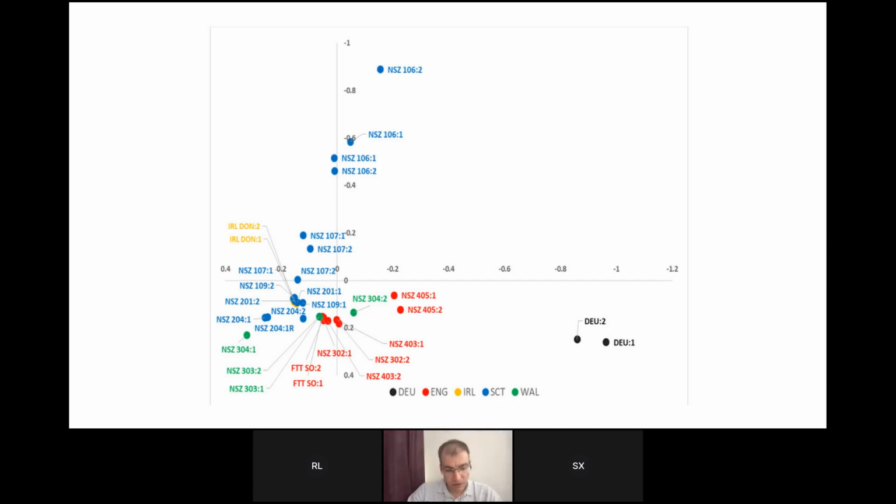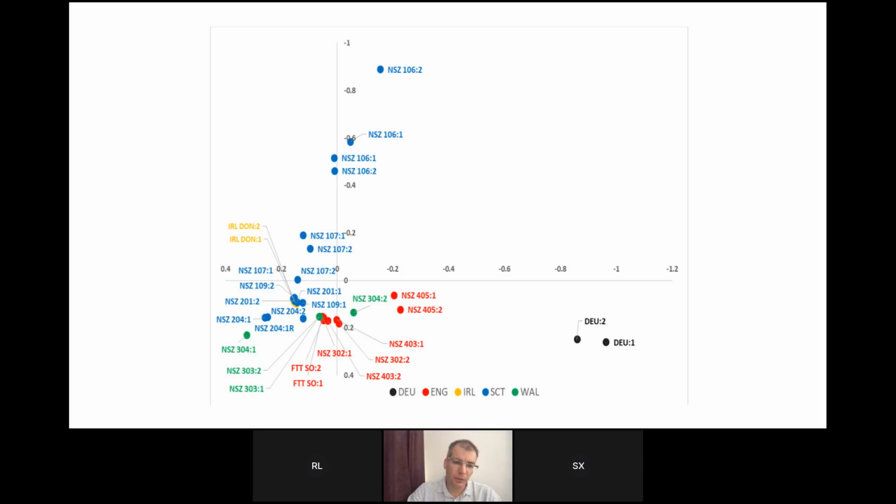Here's a PCA summarizing the variation in the SNP data among these different pools. You can see the different colors show different parts of the country. So red dots are trees that were originally sourced in England. So they're from a genotype from England. Blue ones are from Scotland. Yellow ones are from Ireland. Green ones are from Wales. And these two black ones off to one corner are from Germany.